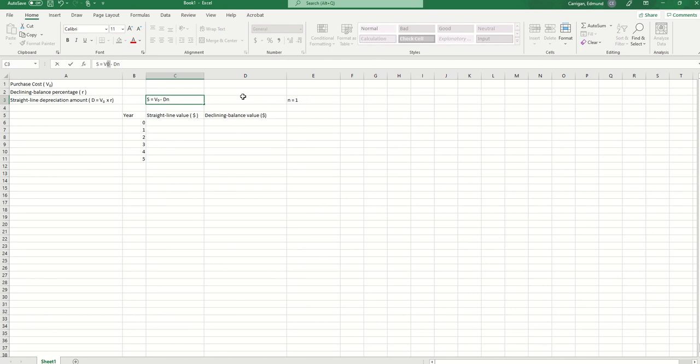All right. And now this formula for declining balance value, S equals V naught, and then it was times, so I'm going to use that times as well, and then in brackets 1 minus R. Now it was to the power of, so I'm going to put a formula in here.